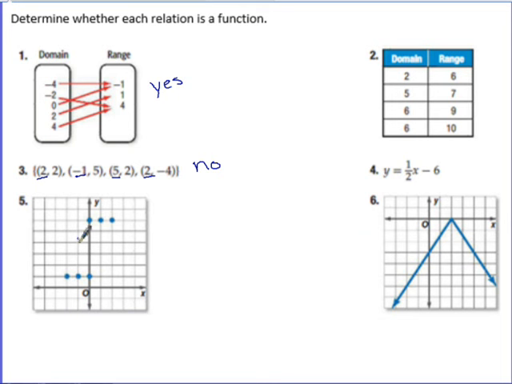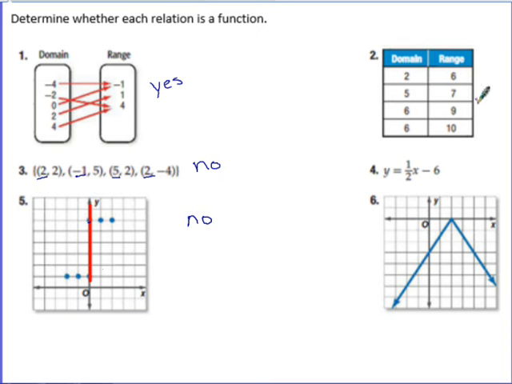Alright, here's a graph, so this would be where we could use the vertical line. Because I'm doing this on the computer, I actually have a little generated straight up and down vertical line. You can use your pencil. So I'm just going to slide this line along the graph, and I'm looking for any place where it might touch in more than one place. So right here, this vertical line is touching this dot and this dot at the same time. That means that this is not a function. The vertical line touches in 2 places, so not a function.